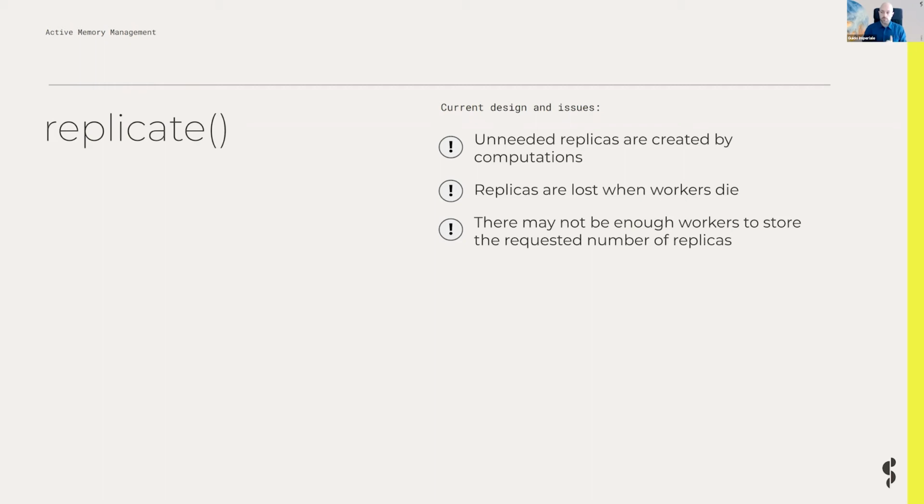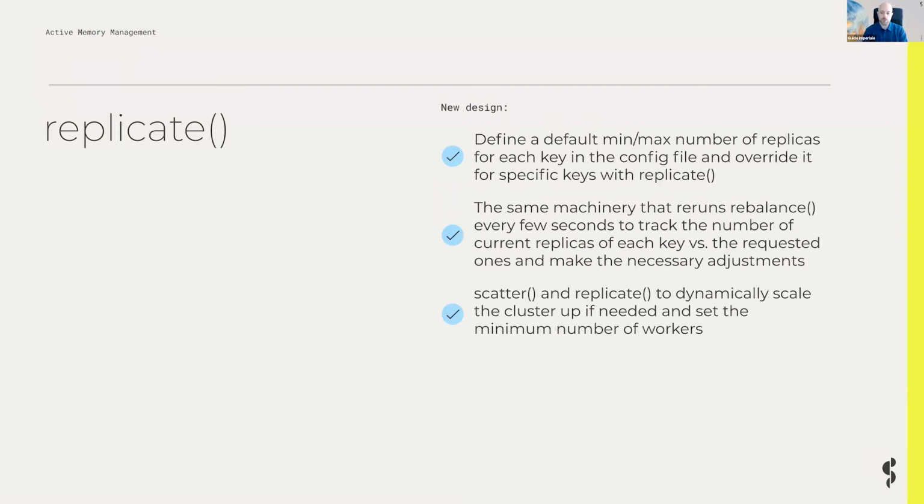Third and final problem, on an adaptive cluster particularly, you ask for 5 copies of that piece of data, except that you have 1 worker running, because there are no tasks. And you're just not going to get those 5 copies, because there is nothing right now that spins up more workers to satisfy your request. How are we going to change it?